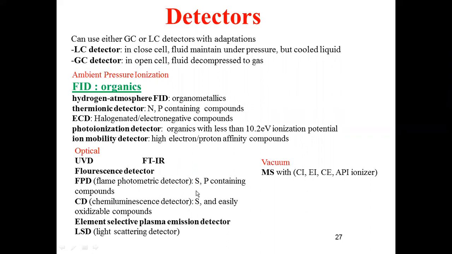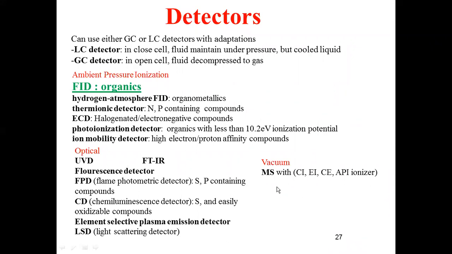A flame photometric detector can also be used for compounds containing sulfur and phosphorus, and a chemiluminescence detector can be used for compounds containing sulfur, and those compounds which have the ability to undergo easy oxidation. And even an element selective plasma emission detector can also be used, which is more selective for the detection of elements of the compounds present, especially nitrogen, sulfur, phosphorus, etc. A light scattering detector can also be used whenever the solute becomes responsible for scattering, reflectance or refractance. So therefore, the light scattering detector is also used.